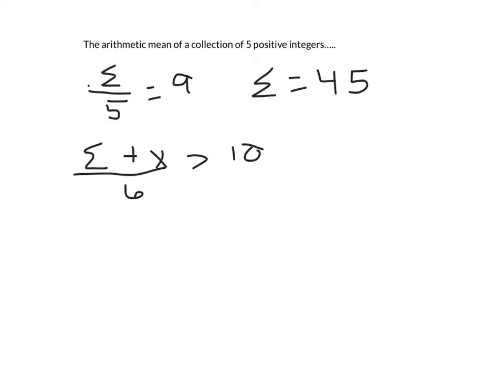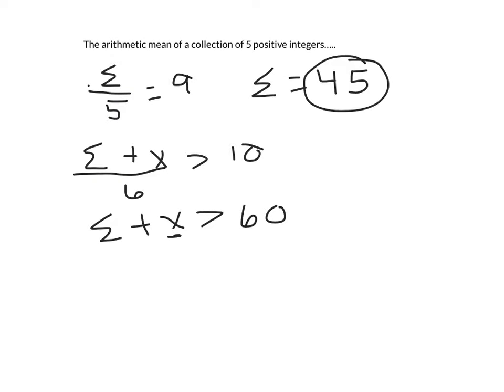So that tells me that if I multiply both sides by 6, I know the sum of my numbers, all 6 of them, has got to be greater than 60. And that 6th number, well, we'll just wait and see what happens there. Well, we know the sum is 45, so 45 plus x is greater than 60. I know that that 6th integer has got to be greater than 15.